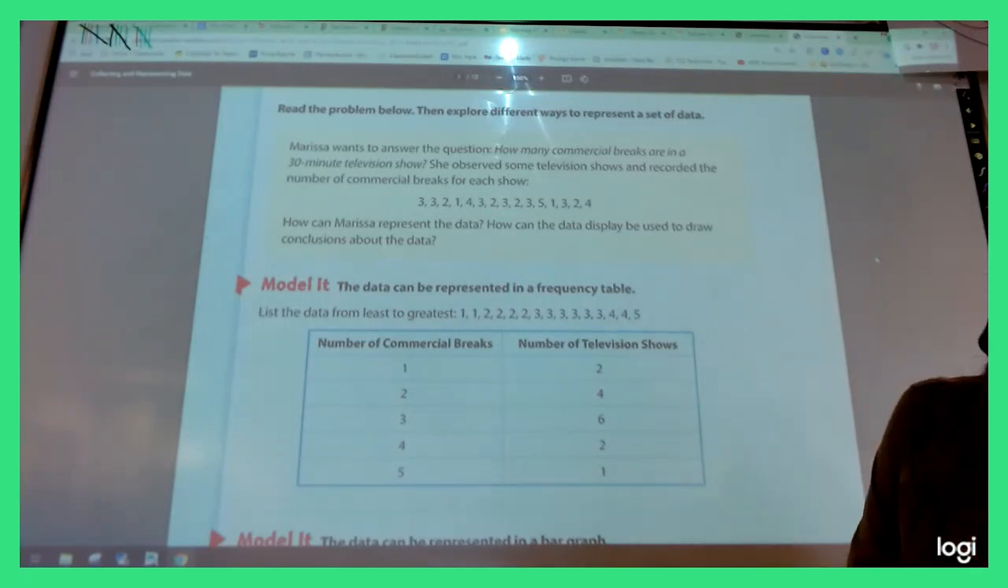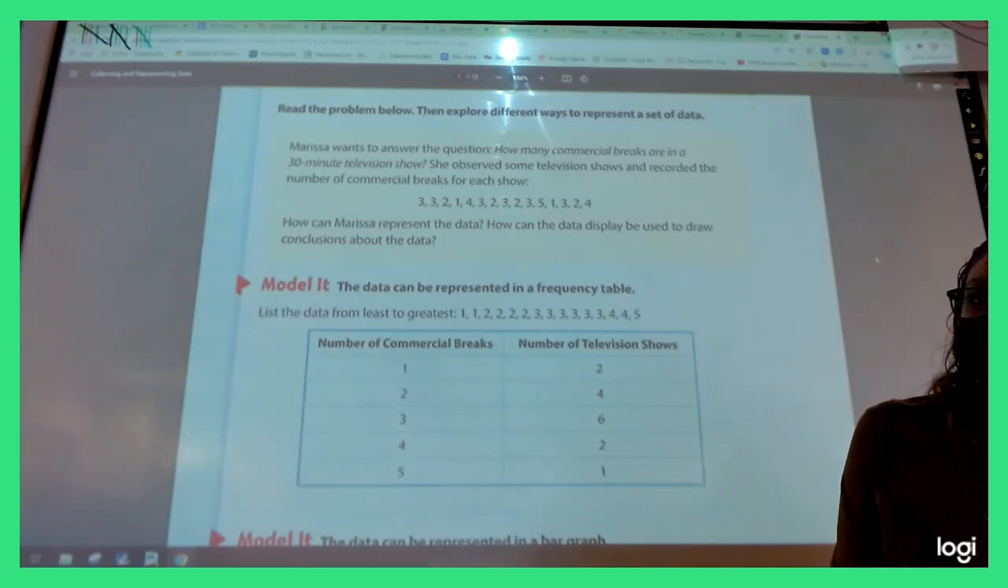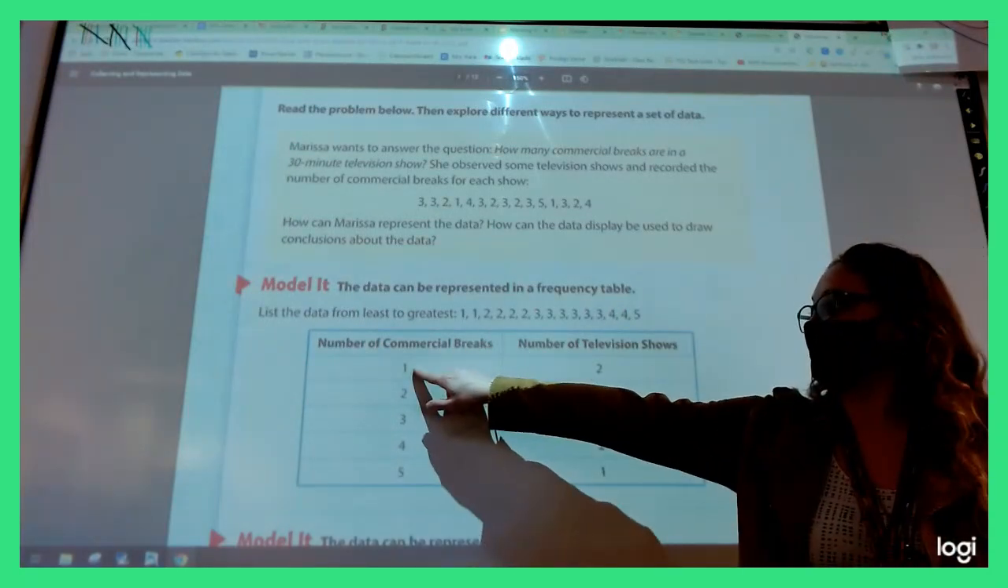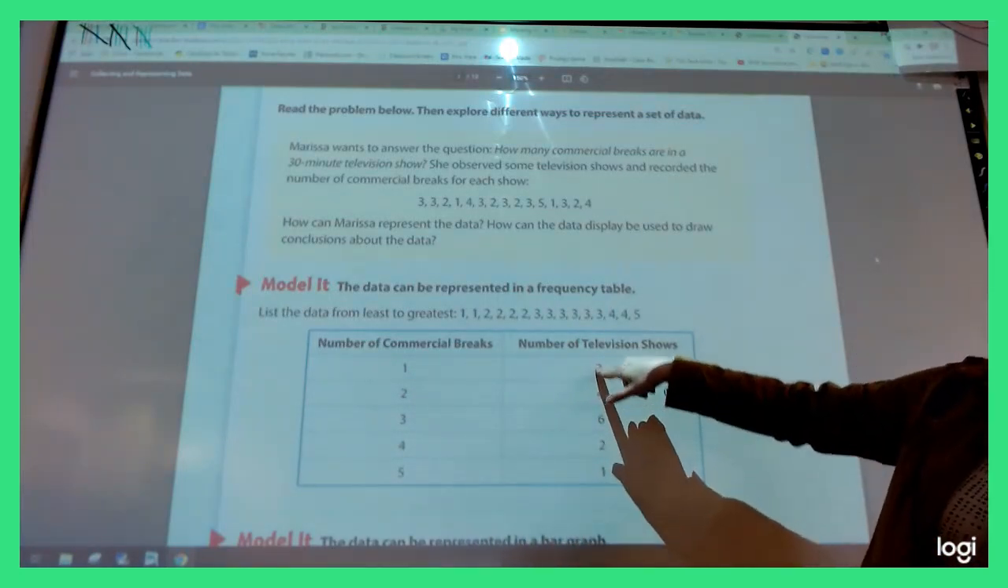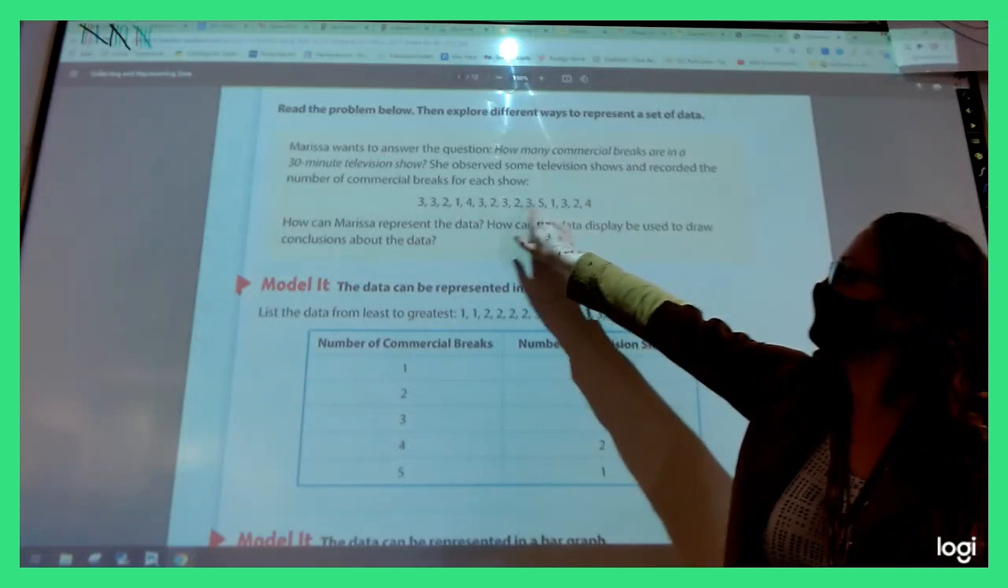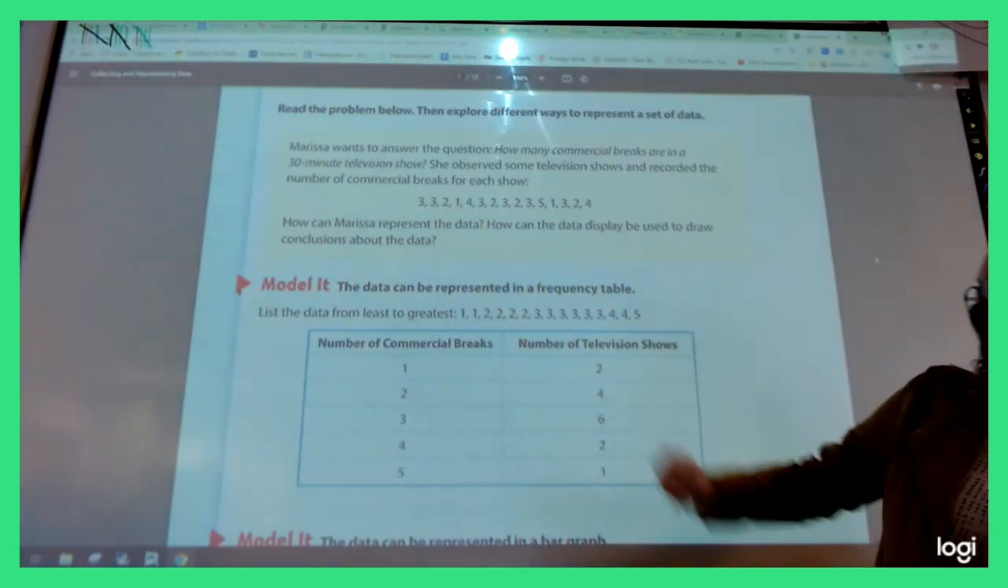Hayden, what do you think it means? It's how many commercial breaks and the number of television shows. Absolutely. So, any shows with 1 commercial break, she counted how many were there? There were only 2. So if I look up there at my ones, I only have 2 number ones. So that's why she put a 2 right there.